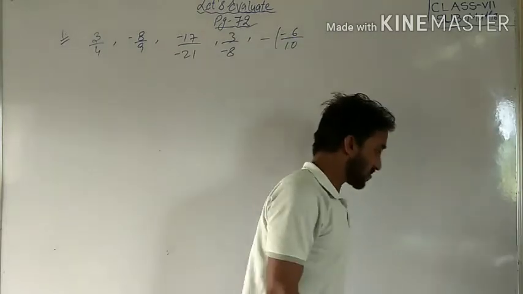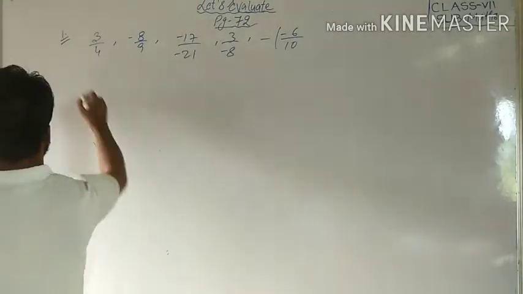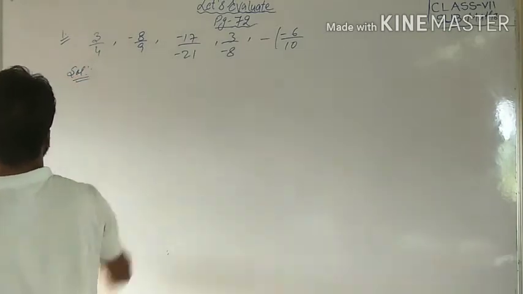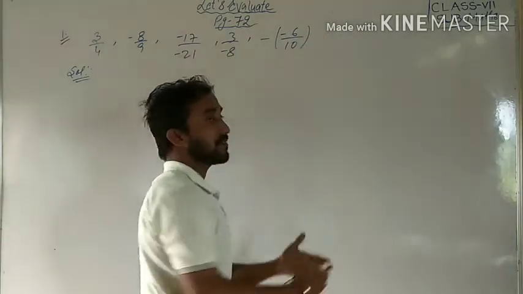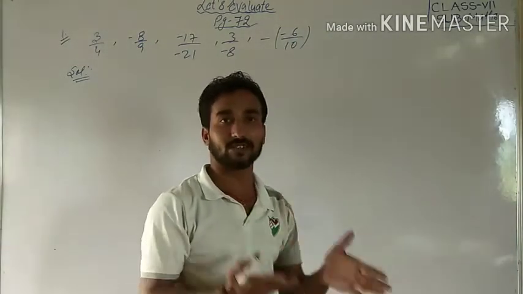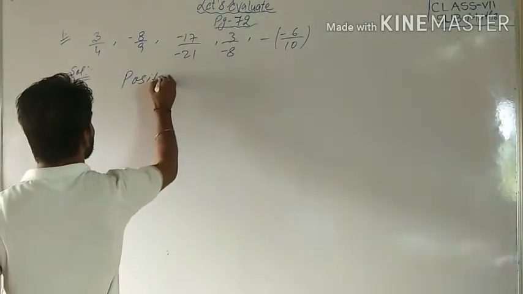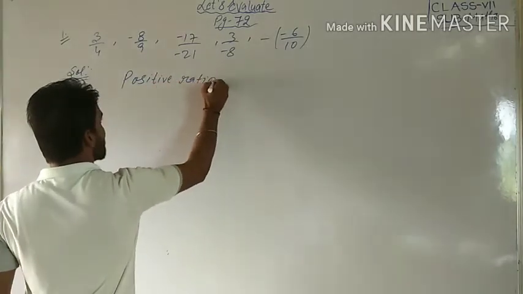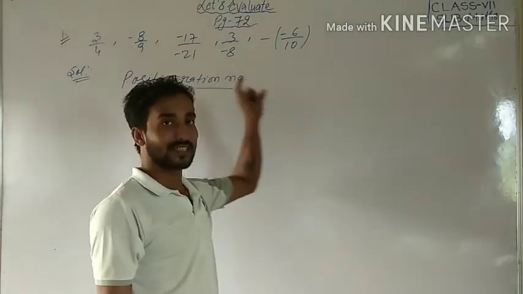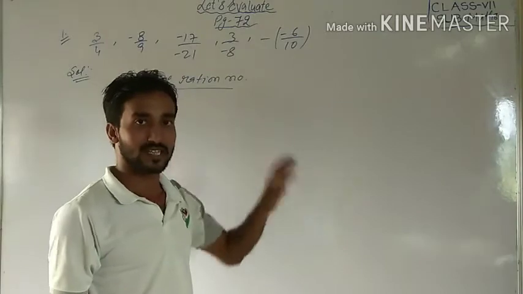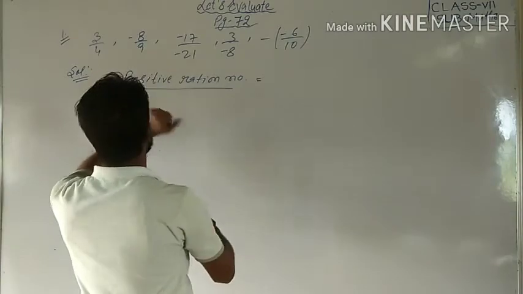So students, how will we identify positive and negative rational numbers? In the solution, we have to filter the positive rational numbers as well as the negative rational numbers. First of all, we will mention positive rational numbers. Students, if you know, it's very good: NO with a dot stands for number, the abbreviation of number.